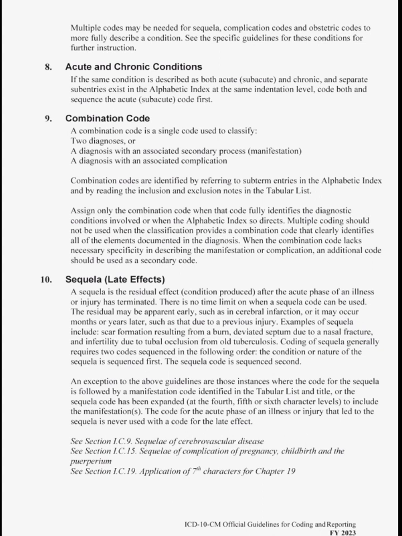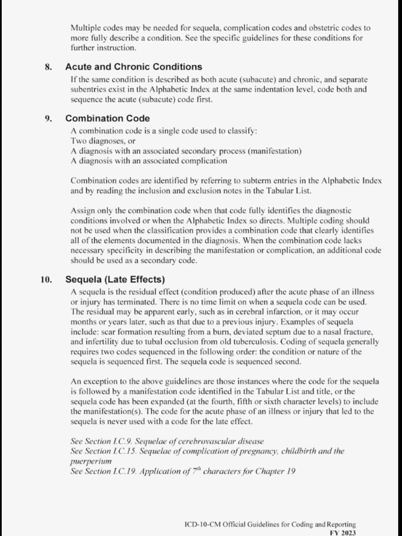9. Combination code. A combination code is a single code used to classify two diagnoses, or a diagnosis with an associated secondary process (manifestation), or a diagnosis with an associated complication. Combination codes are identified by referring to subterm entries in the alphabetic index and by reading the inclusion and exclusion notes in the tabular list.